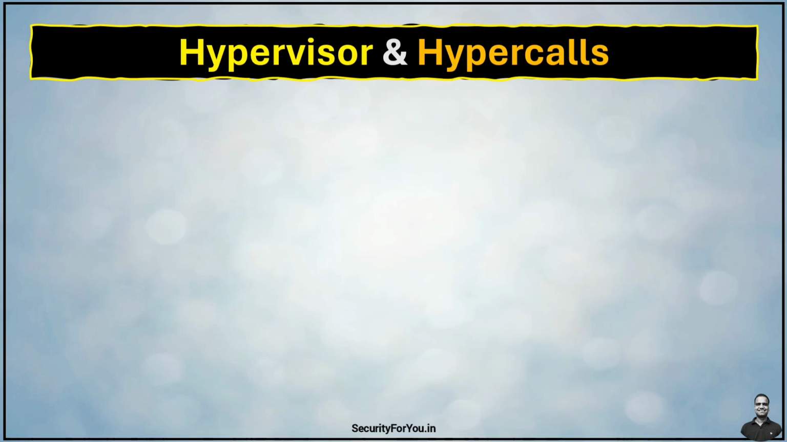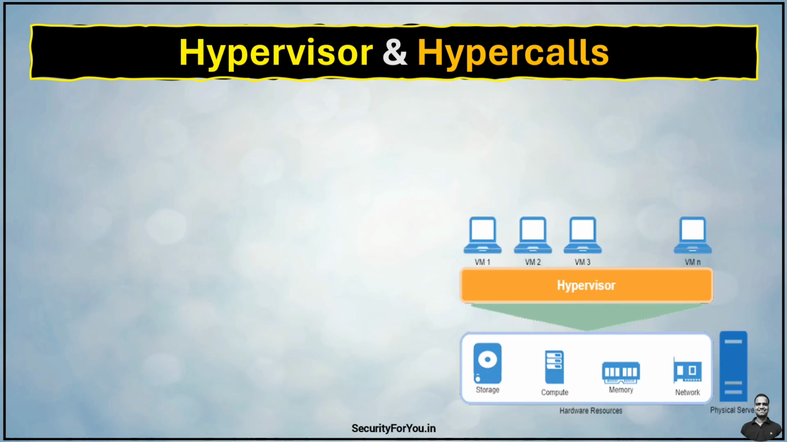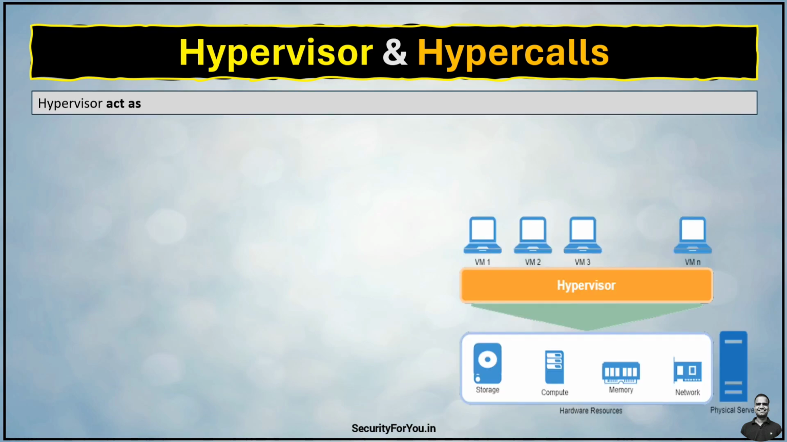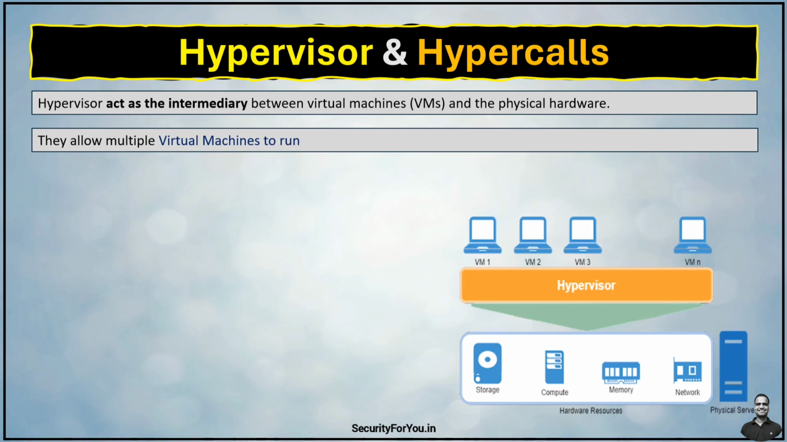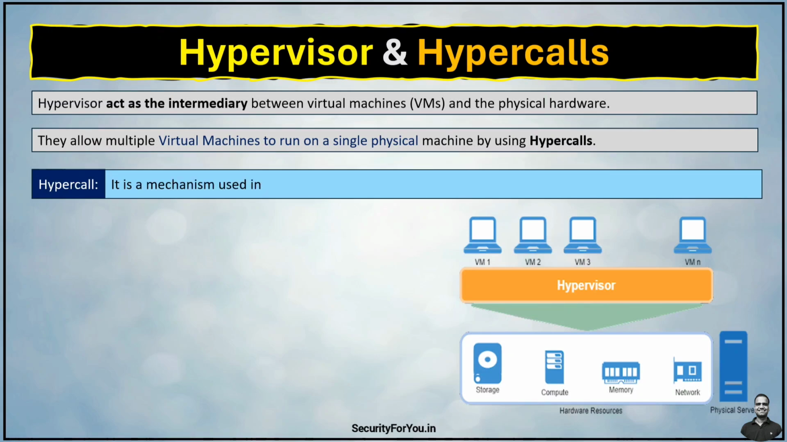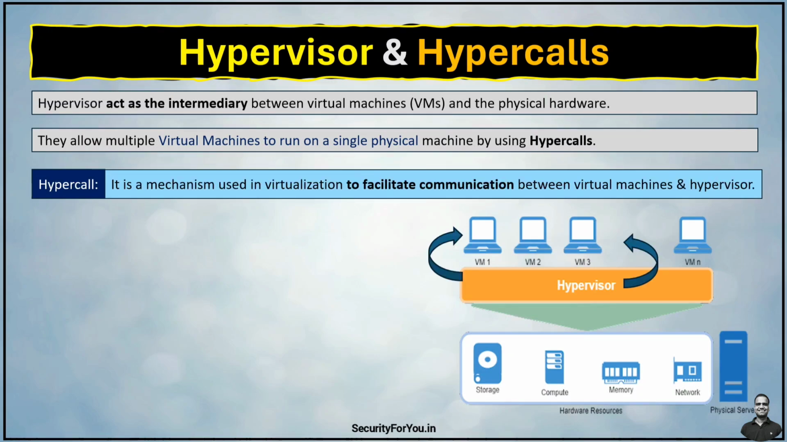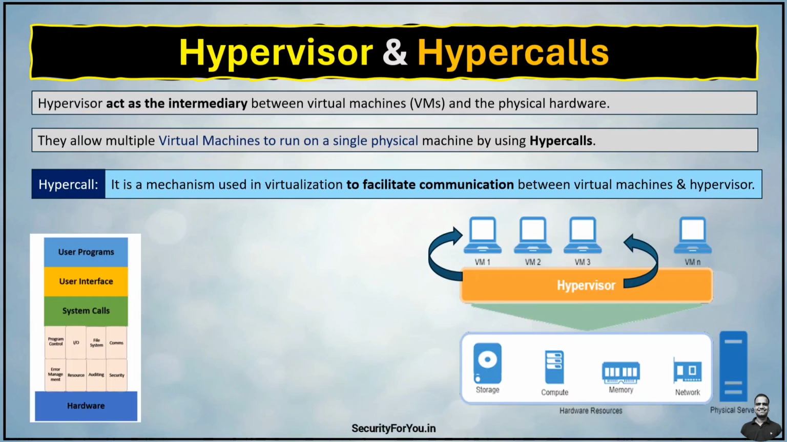Hypervisor attacks. As we have already discussed, hypervisors are the backbone in server virtualization, acting as an intermediary between virtual machines and the physical hardware. They allow multiple virtual machines to run on a single physical machine by using hypercalls. A hypercall is a mechanism used in virtualization to facilitate communication between the virtual machines and the hypervisor. And these are similar to system calls but specific to virtualized environments.